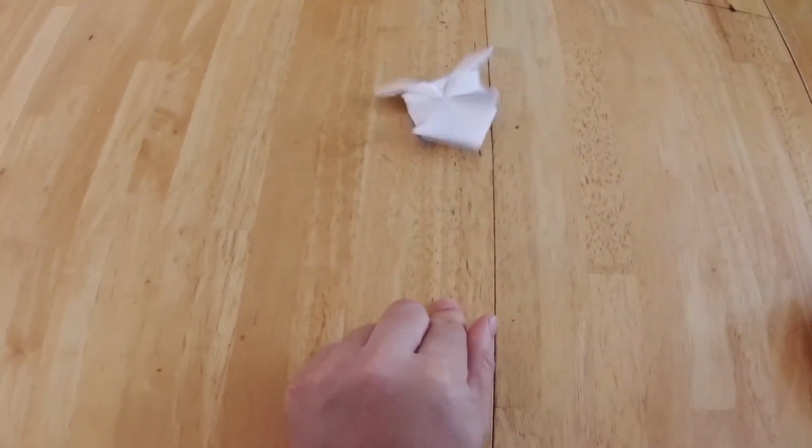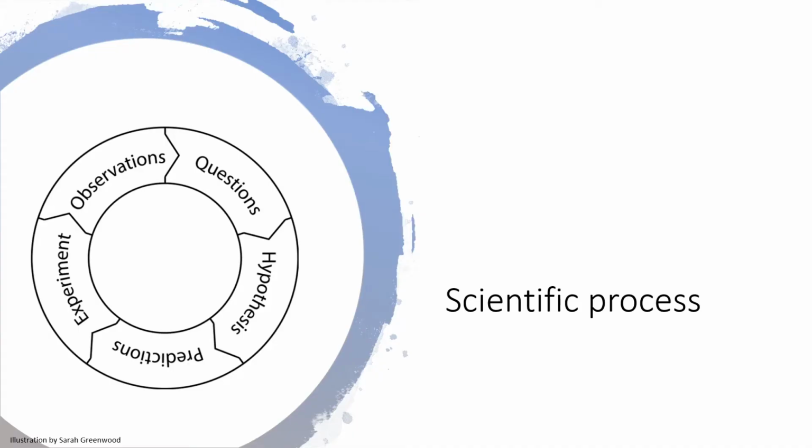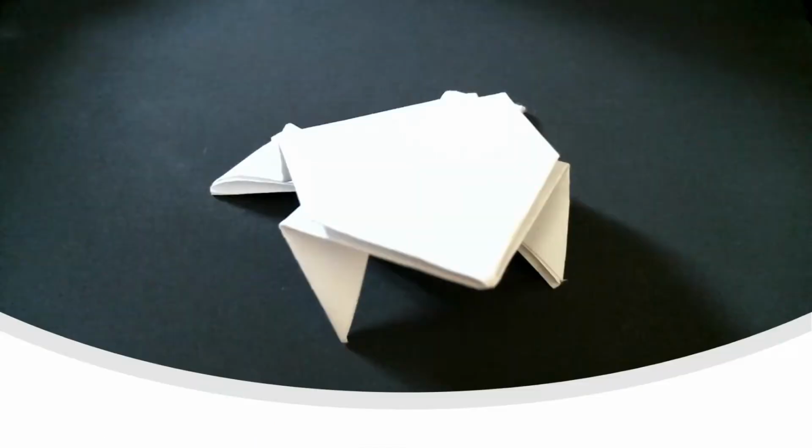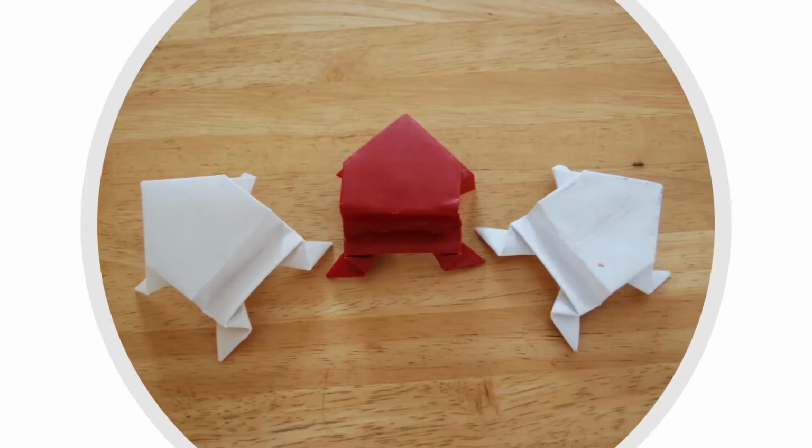You have just watched me fold and jump an origami frog. This is an observation, one of the points along the cycle of the scientific process. A question that came to mind is whether all frogs are created equal. The quality of the frog will likely vary depending on who folds it, but what about the materials?